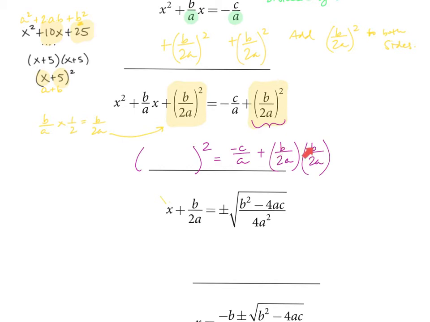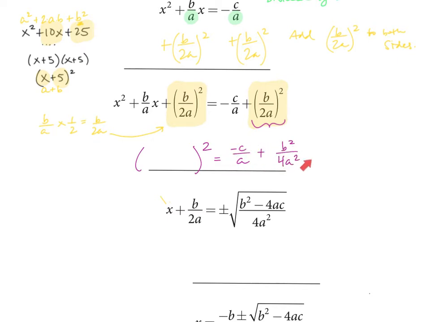So this idea, we could multiply this together, right? So on top, we're going to get b squared. And on the bottom, we're going to get 4a squared. So maybe I could rewrite that as that. So on the top, we will have b squared, and on the bottom 4a squared.